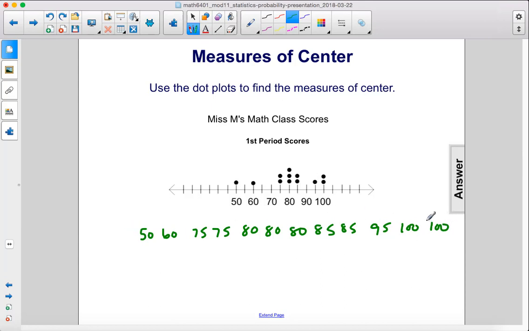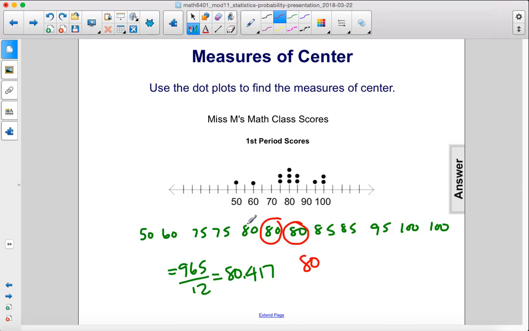So when we add these all together, we get 965, and we divide by 12 because that's how many scores there are, and we get about 80.417. If we want to find the median, we just see which number is in the middle. So there's 12. So 6 in and 6 here. These are the two numbers in the middle, and the average of 80 and 80 is 80.